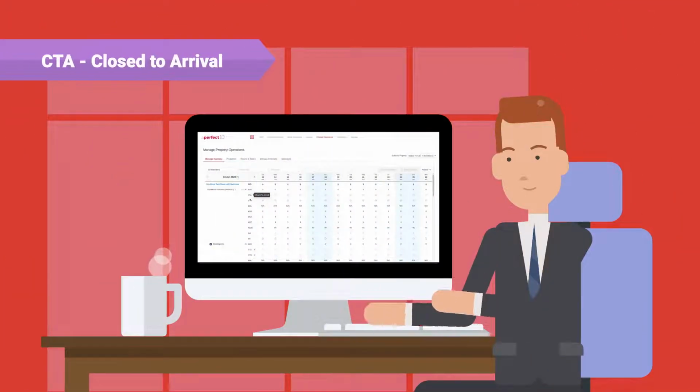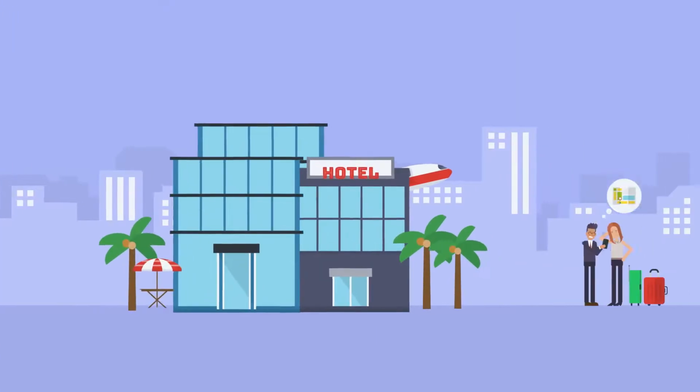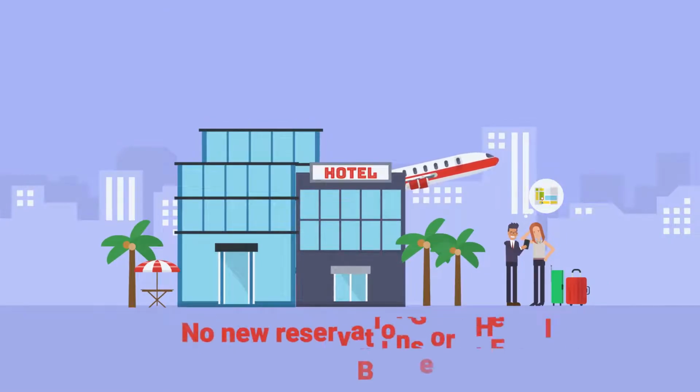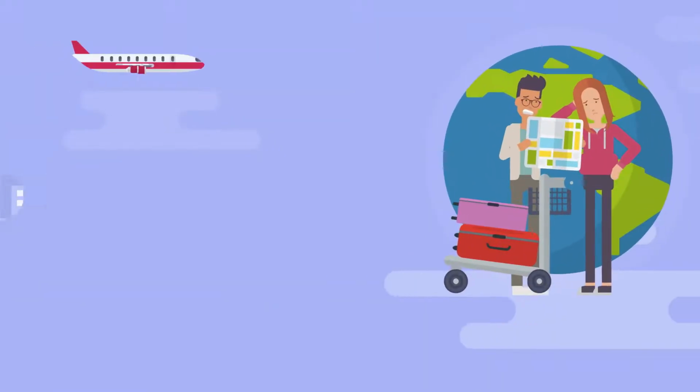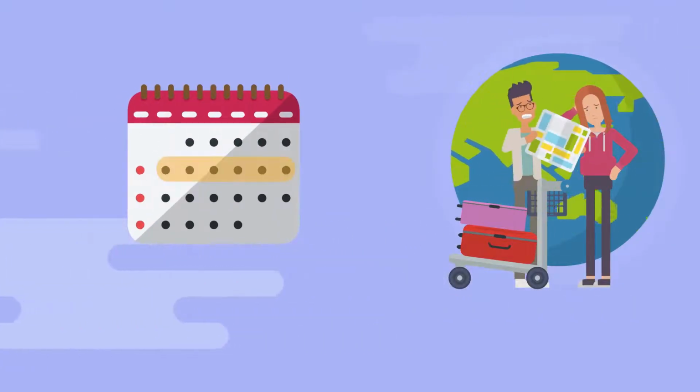ETA, close to arrival. This refers to a restriction placed on a specific date or period during which no new reservations or check-ins are allowed. It means that guests cannot arrive on that particular day or days.